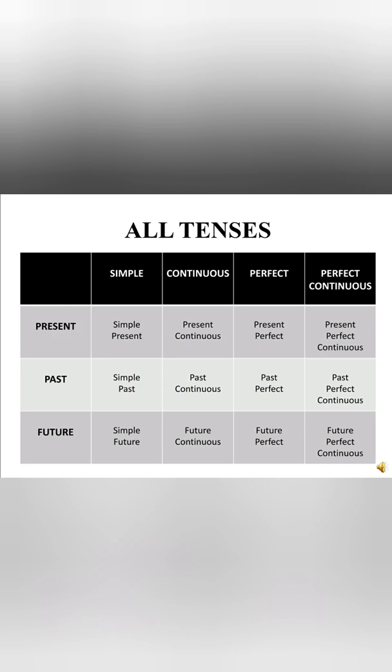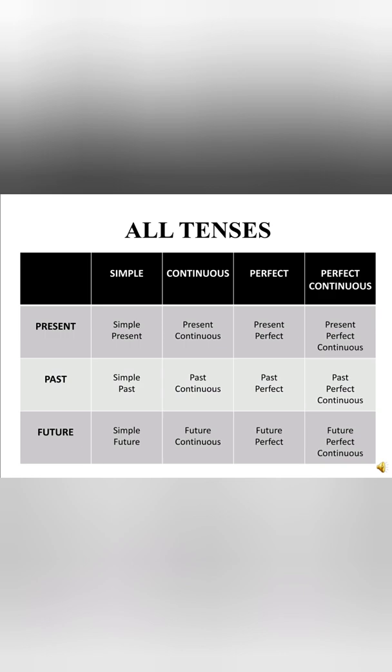Okay, so before we get into the lesson, here's a chart showing all the different kinds of tenses. Now look at the chart. You can see there are three times known as present, past and future, and there are four different aspects of the three times, namely simple, continuous, perfect and perfect continuous. Now these times and these aspects combine together to make all of the 12 tenses known in English.